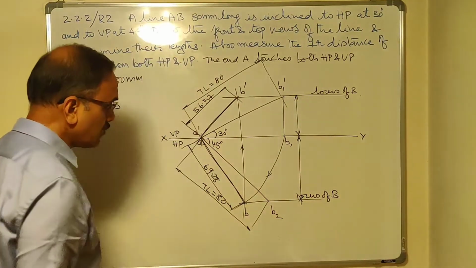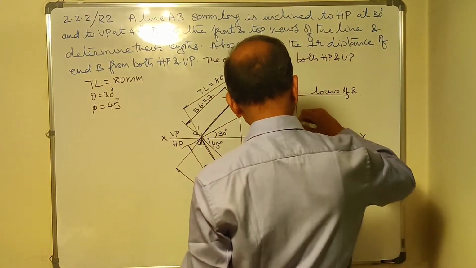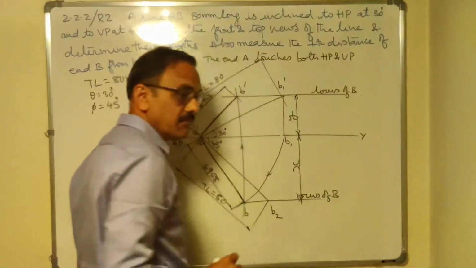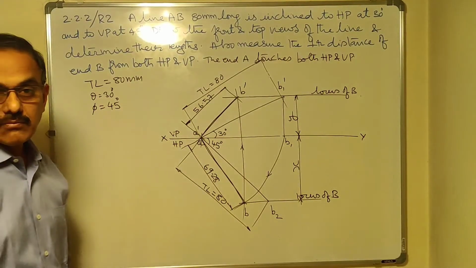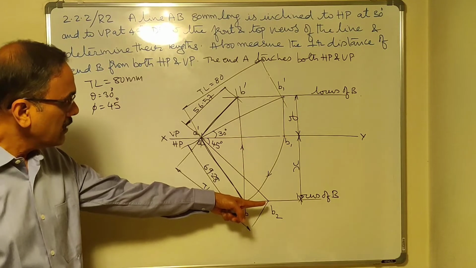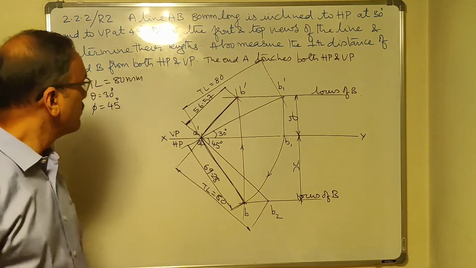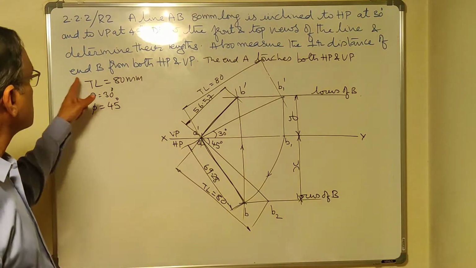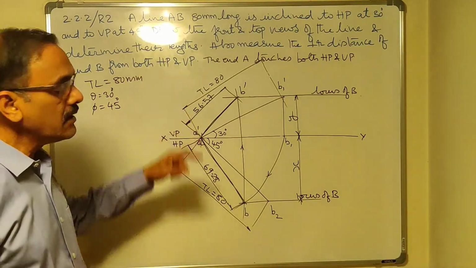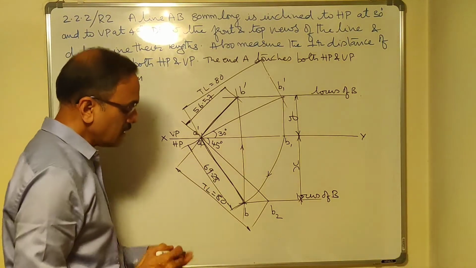In fact, I don't have those values here, so I'll just write them as some X and Y. X and Y you need to measure and write down. X is the distance of the point B from VP, and Y is the distance of the point B from HP. Measure the perpendicular distance of A and B both from HP and VP. So you can measure and write them there.